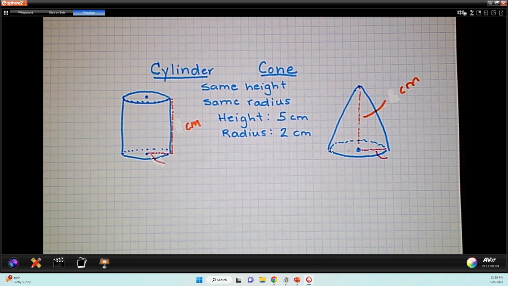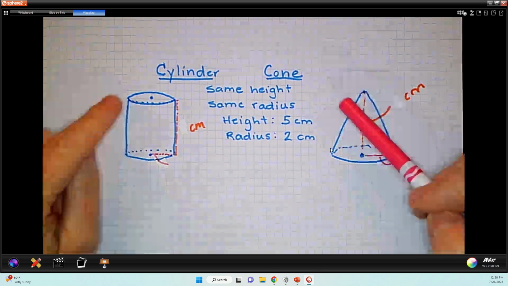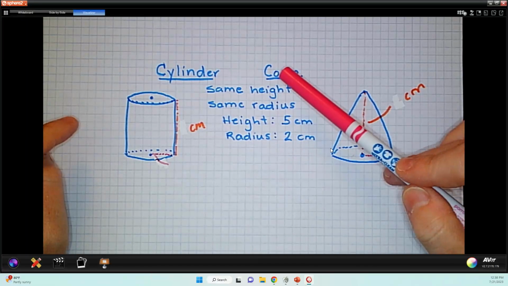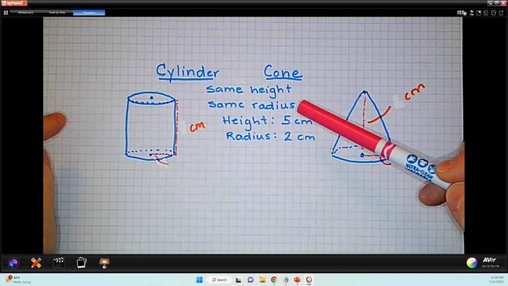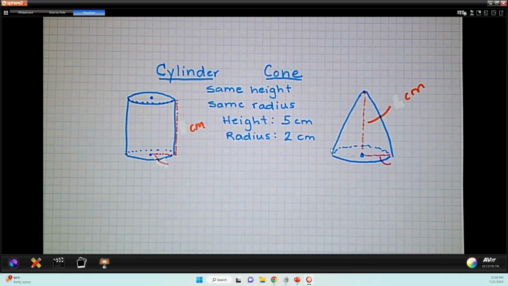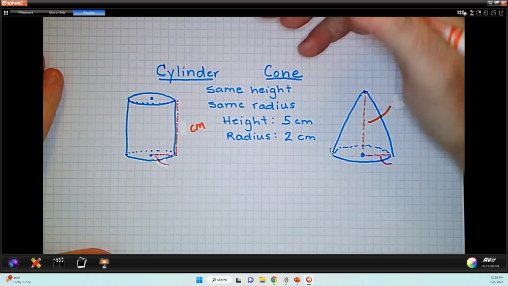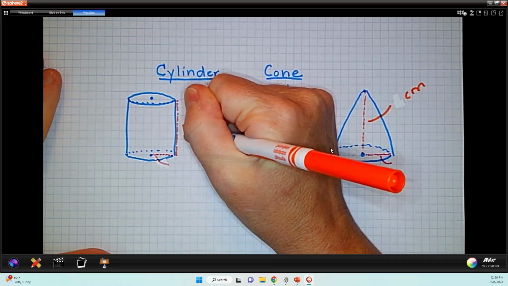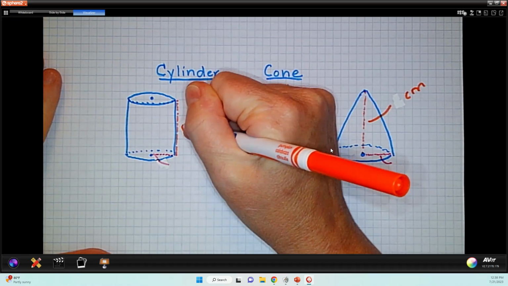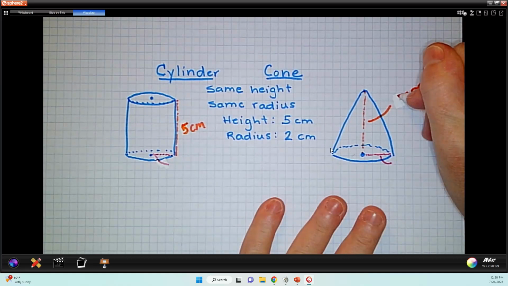So one thing we encourage the students to do is to sketch a cylinder and a cone that has the same height and same radius. And again, their drawing is not something they're graded on, but it is also something that will really help them if they sketch a visual. So we know we have our cylinder that has a height of 5 centimeters. So I can indicate that here, as well as my cone that has a 5 centimeter height.